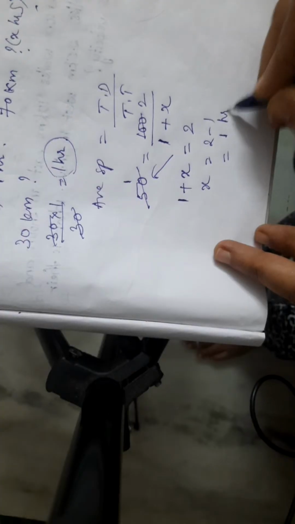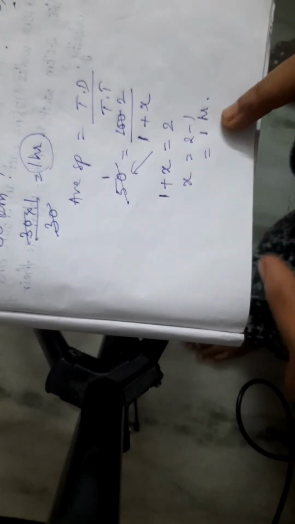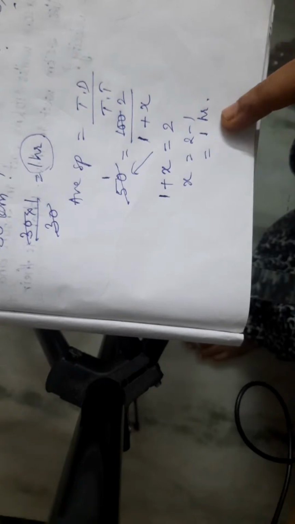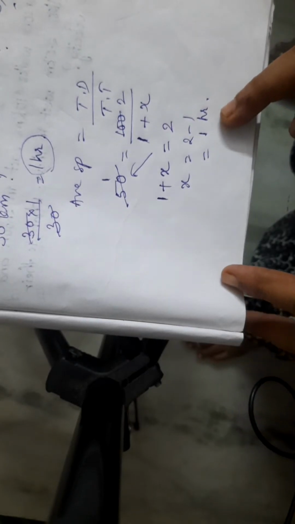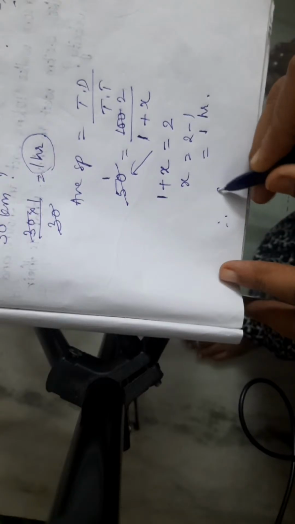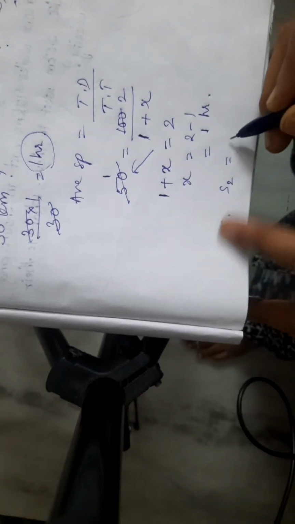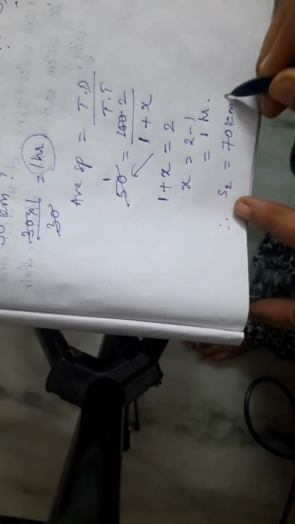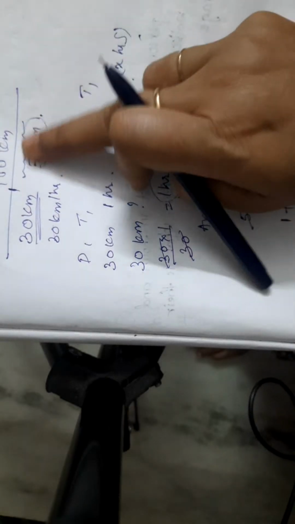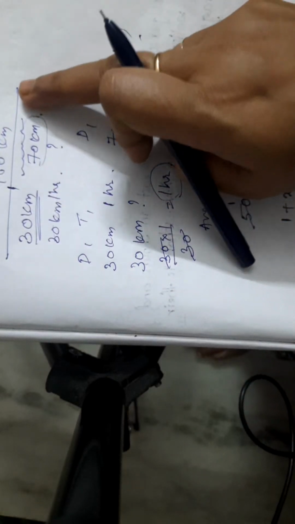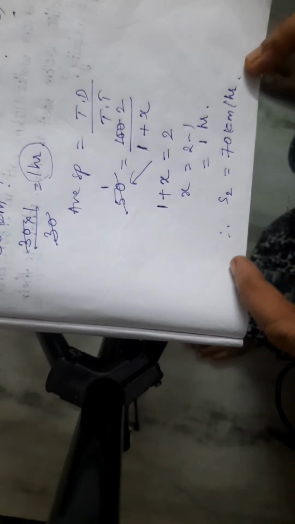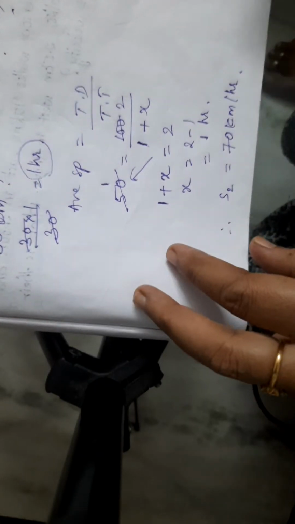So it's 1 hour. Now when certain distance is covered in 1 hour, this is nothing but speed. We need to find out what is the speed for the second half. Therefore, speed 2 is 70 kilometer per hour, as it needs to cover 70 kilometer in 1 hour. When certain distance is covered in 1 hour, we call it speed. So we can conclude that it has to travel with speed of 70 kilometer. So the speed is 70 kilometer.